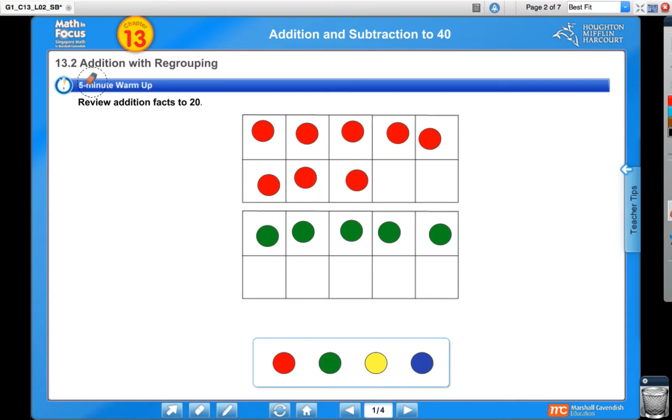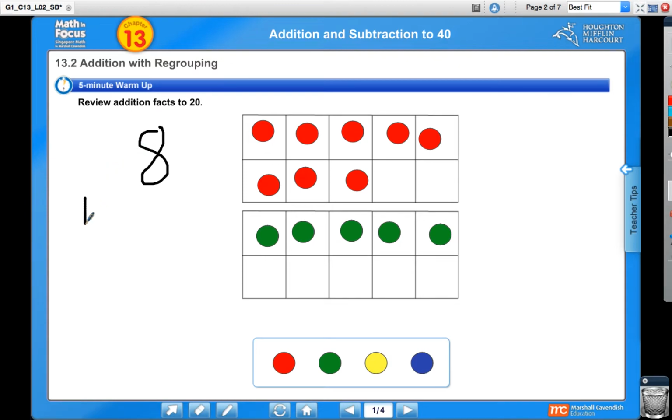Let's begin with our 5-minute warm up. We're going to review addition facts to 20. You notice here in my 10 frame, I have created a problem. I have 8 red Skittles and 5 green Skittles. I want to see how many I have all together. I'm going to remember how to use my Make 10 strategy to solve this.